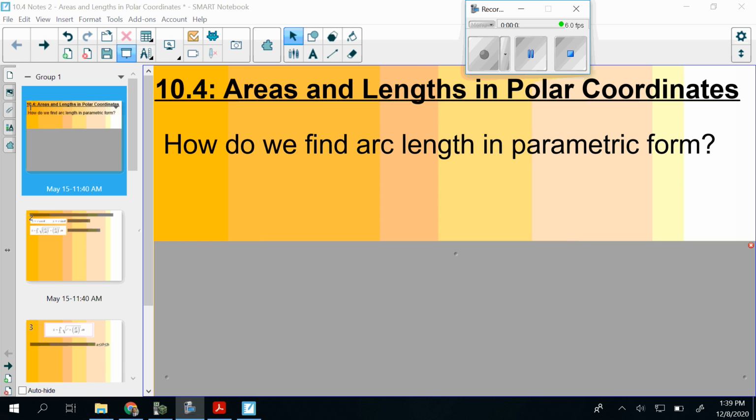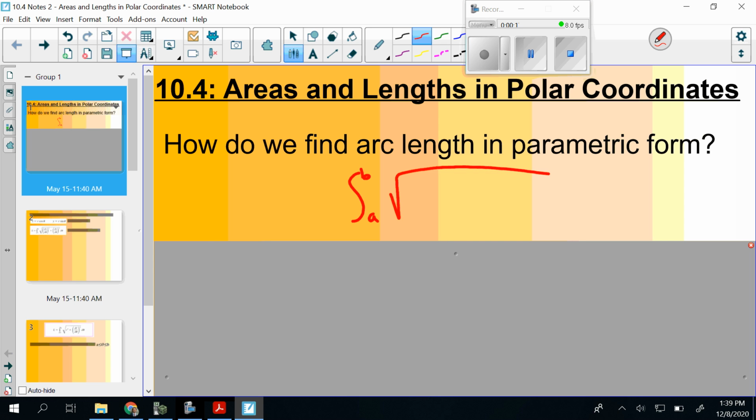All right, what if we looked at area, what if we want to find the length in a polar curve? So how do we find arc length if we're in parametric form? We've looked at this, that would be from A to whatever our B is here, and we'd have the square root of our dx dt squared plus our dy dt squared, and we'd be integrating with respect to t.